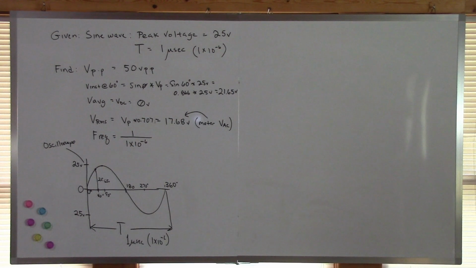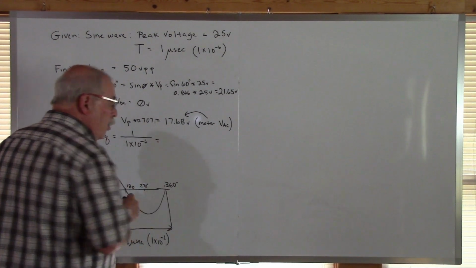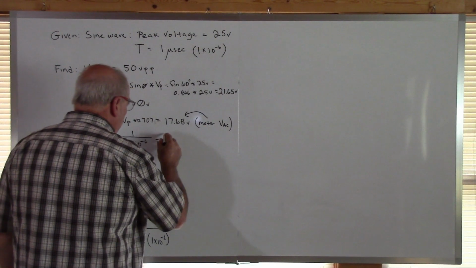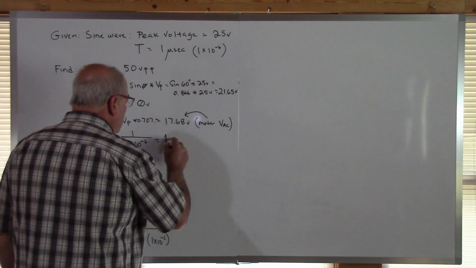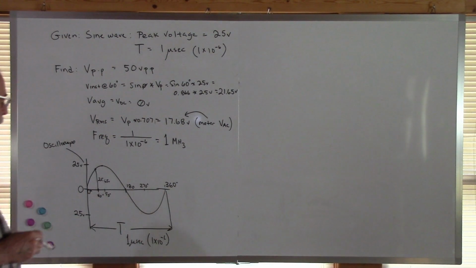Get used to using your scientific notation. On your calculator, 1E minus 6, and the reciprocal of that, 1 over that, would be 1,000,000. So this would be equal to 1 million hertz, or 1 megahertz. Get used to using mega for that: a capital M, capital H, lowercase z. So the frequency of this is 1 megahertz. That covers all the parameters of the sine wave, everything we've studied so far.